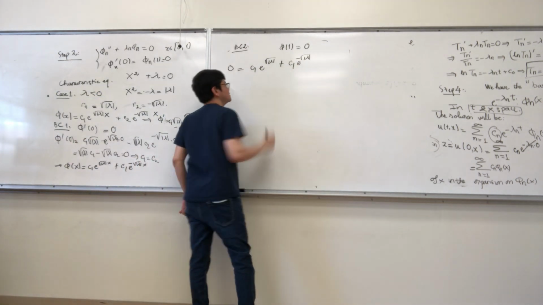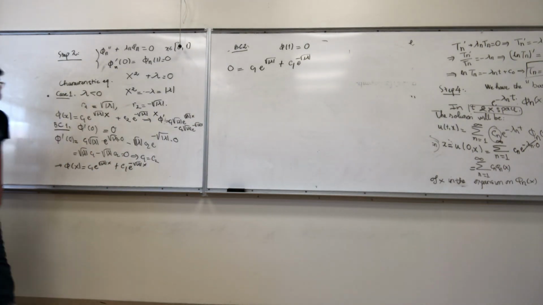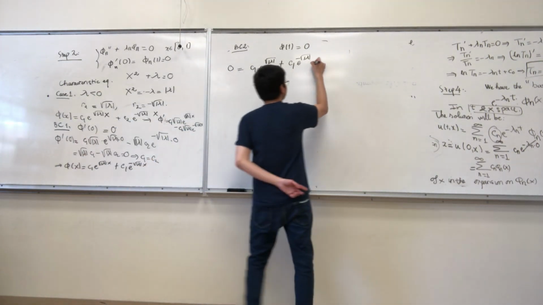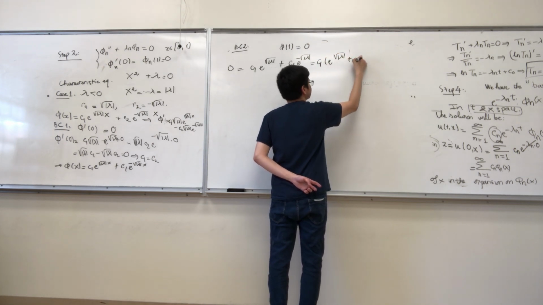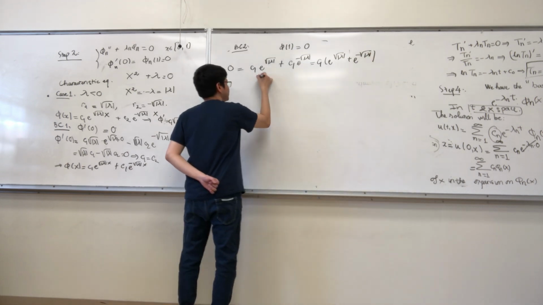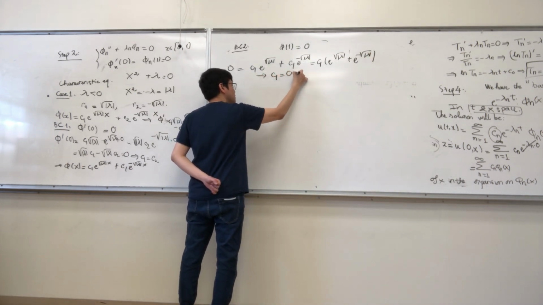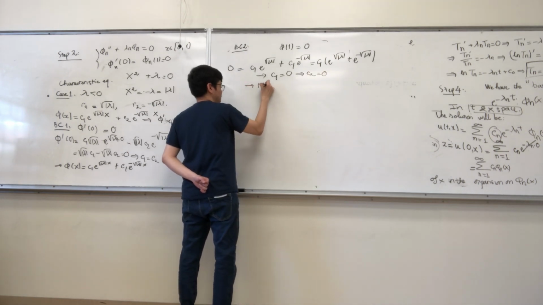So here you have a plus, right? And then you will have c1 e to the square root of lambda plus e to the minus square root of lambda, right? So c1 will be 0. c2 will be 0. So then you have a trivial solution.